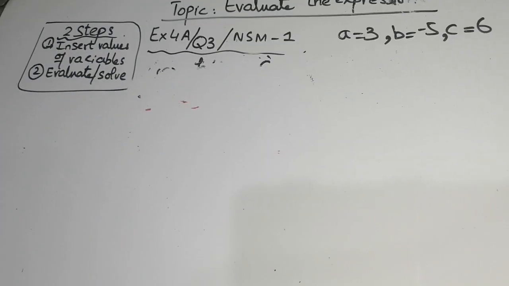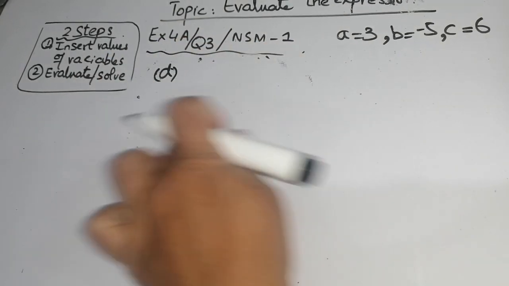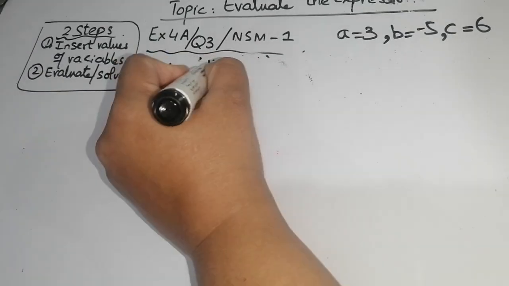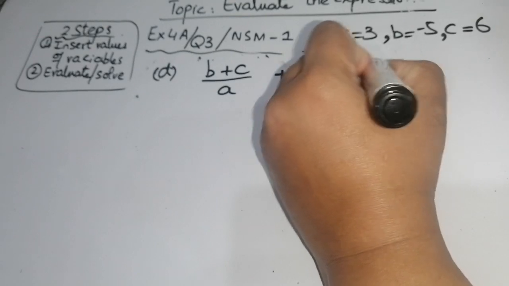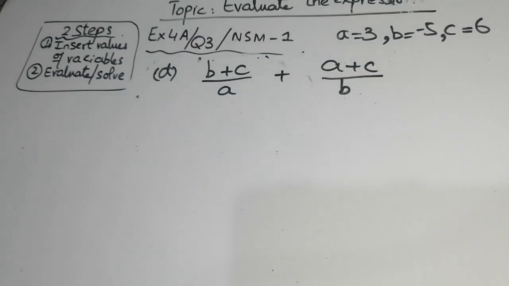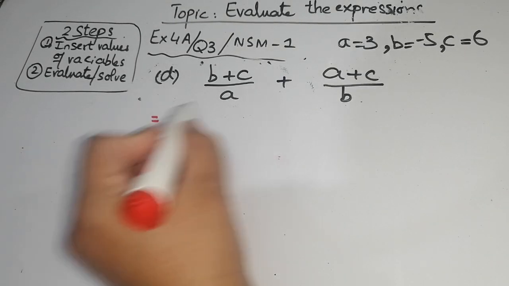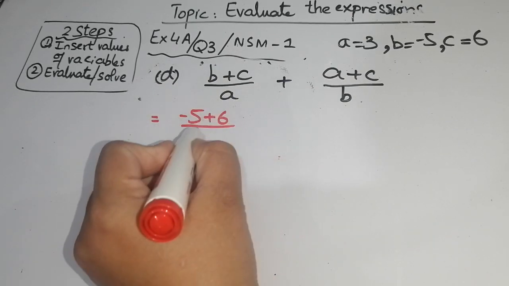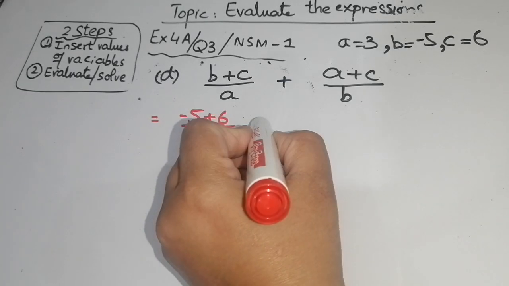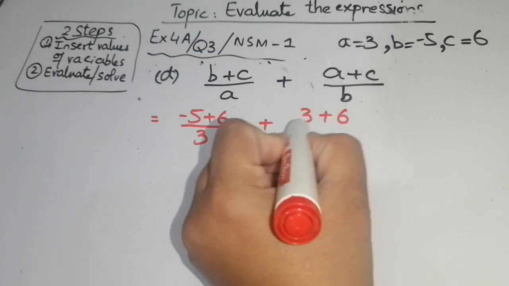So D part is B plus C by A plus A plus C by B. It looks like a difficult question, but believe me, when you practice it, it is as simple as the previous one. So first step is insert the values. B is minus 5 plus 6 divided by 3. There is no need to put any bracket here. A is 3 plus C is 6.